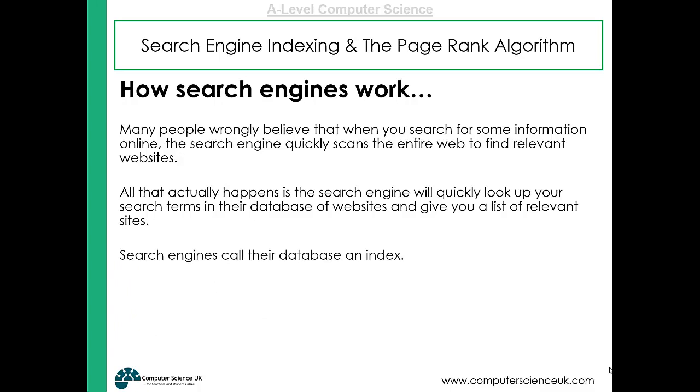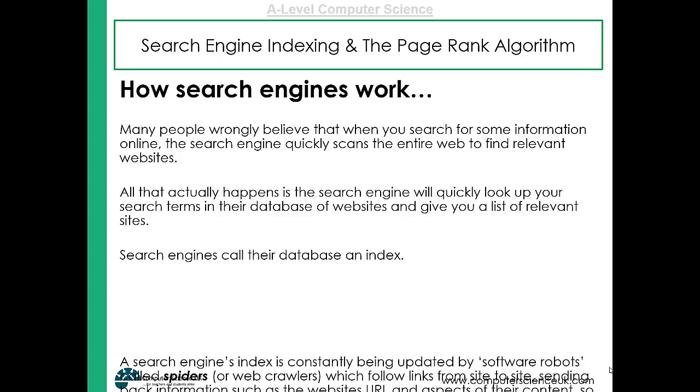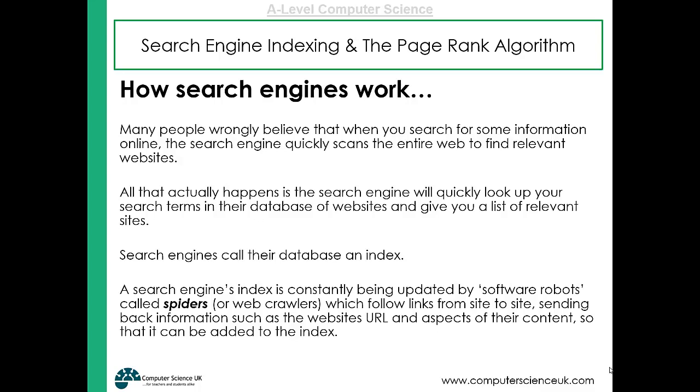Now, search engines call their big database an index, and a search engine's index is constantly being updated with information about all of the web pages that are out there on the web. It's updated by software robots called spiders or web crawlers. What they do is follow links from one site to the next and send back information such as the website's web address, its URL, and different aspects of its content. So it might be how many times a certain word appears, or different words appear, on the web pages, and it's added back to the index.